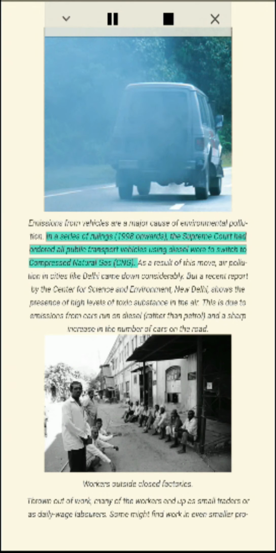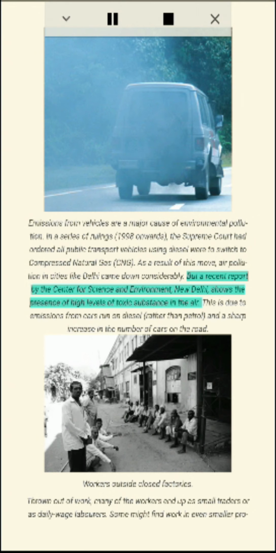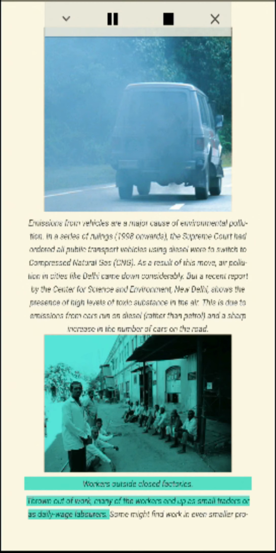In a series of rulings, 1998 onwards, the Supreme Court had ordered all public transport vehicles using diesel to switch to compressed natural gas, CNG. As a result of this move, air pollution in cities like Delhi came down considerably. But a recent report by the Center for Science and Environment, New Delhi, shows the presence of high levels of toxic substance in the air. This is due to emissions from cars run on diesel rather than petrol, and a sharp increase in the number of cars on the road.